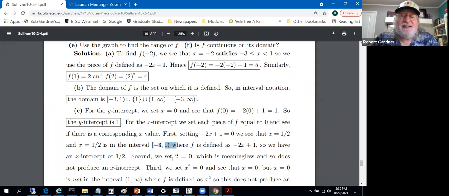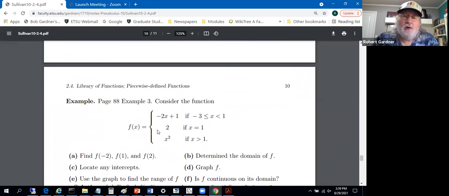Second, look at the second piece. It was just 2. Set 2 equal to 0. Well, I don't care what x is. 2 doesn't equal 0, so that doesn't happen. But we're doing the same protocol. We set the function equal to 0, y equals 0, and solve for x. The first piece worked. Next, set this piece equal to 0. When you set 2 equal to 0, that's meaningless. So that doesn't work. Thirdly, we'll set this piece equal to 0.